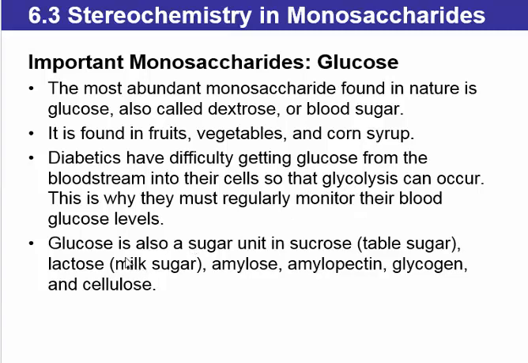Glucose doesn't only exist as a monosaccharide, but it also exists as part of disaccharides. For example, sucrose, which is table sugar, is comprised of glucose as well as fructose. Lactose, which is a disaccharide, contains glucose as well as galactose. And amylose, amylopectin, glycogen, and cellulose are all polysaccharides, and they are comprised only of glucose units.